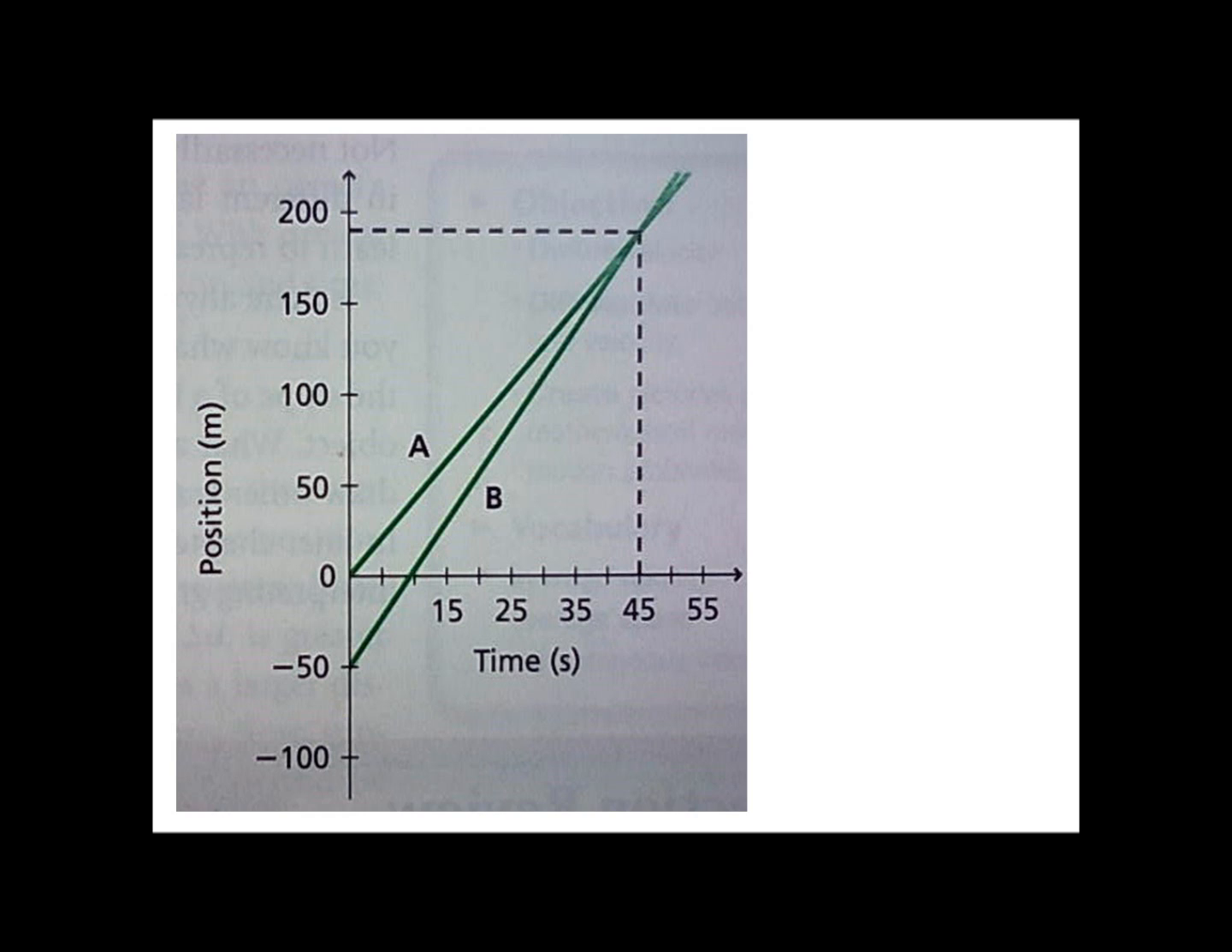Now let's talk about some important features of this graph. Let's talk about the starting position first of all. The starting position is over here at time 0. Basically, the y-axis is our starting time. So particle A is starting at the origin, that is, it's starting at 0 meters. I know that the distance is in meters because it's marked right here on the axis. Particle B is starting 50 meters behind.